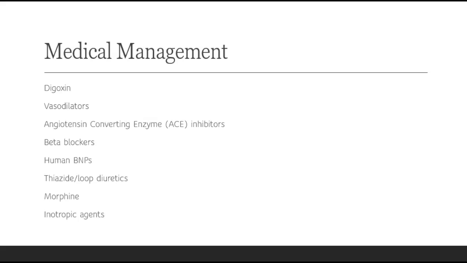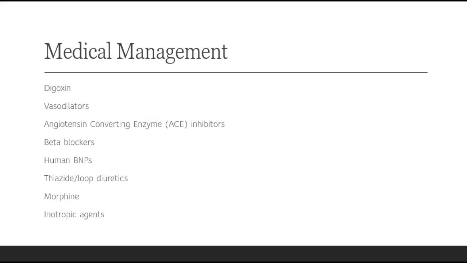ACE inhibitors, remember those end in pril. These decrease peripheral vascular resistance and improve cardiac output. This is going to help improve quality of life for heart failure patients. Beta blockers, so carvedilol or metoprolol. These stop the activation of the sympathetic nervous system, which is that fight or flight. So they do the opposite of fight or flight. They decrease the heart rate. That's going to increase the contractility of the heart. These are going to be significant drugs for heart failure because they're really effective at reducing the symptoms of heart failure.